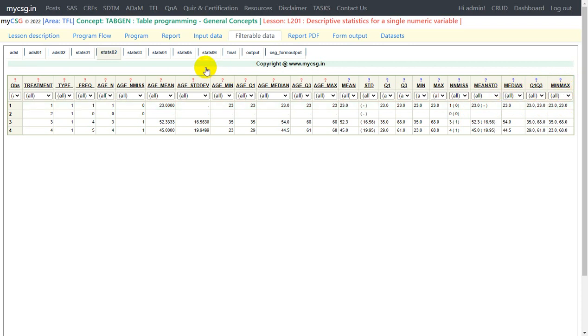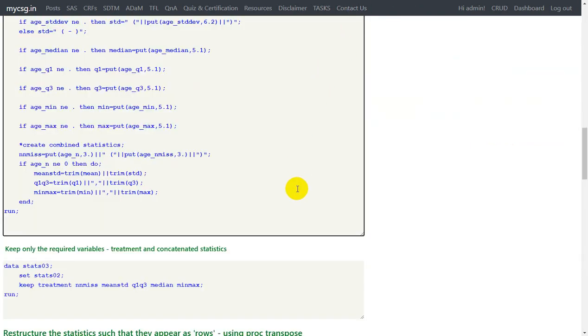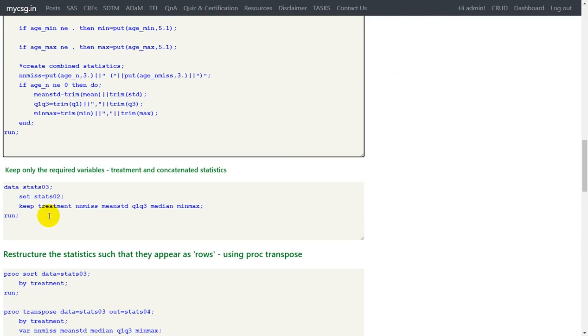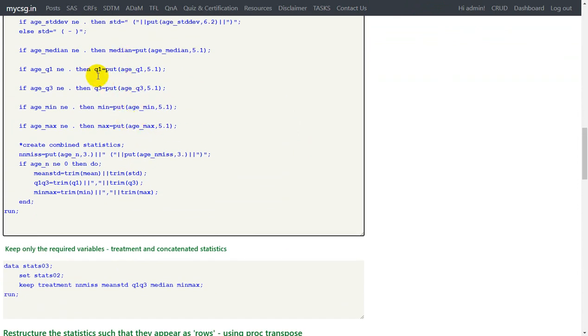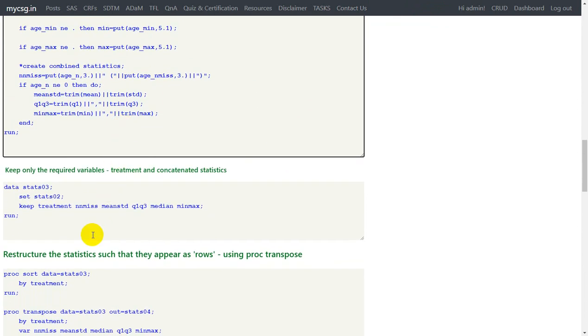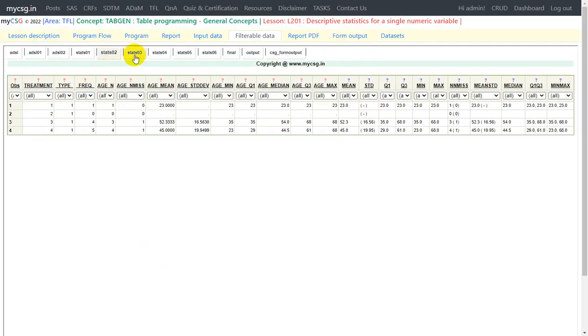And then, in our report, we had to present these statistics as rows, but we now have these as columns. So in the next step, we will do that processing. Here I have created a separate data set to keep only the required variables. As we no longer need the individual statistics and the numeric versions of the statistics, I just kept only the required concatenated statistics along with the classification variable. So let us take a look at the stats03 dataset.